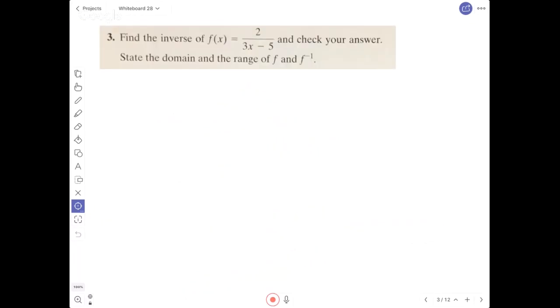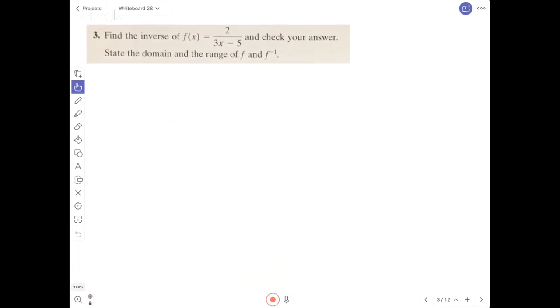Find the inverse and check your answer. So this is definitely extended standard, and it's definitely on your test.